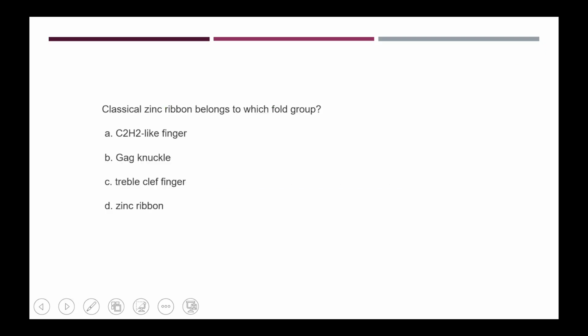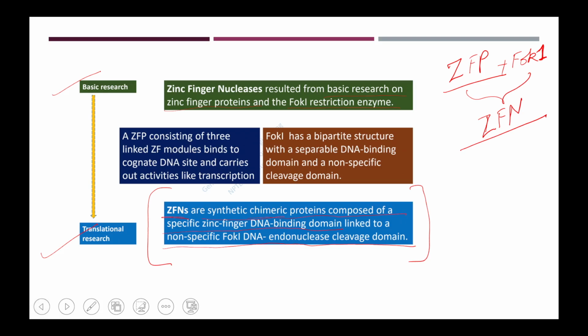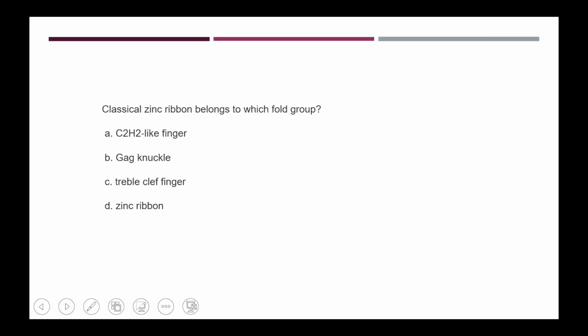Okay. So let's address the questions for today. Try to get involved and answer the questions. The classical zinc ribbon belongs to which fold group? In the beginning, I showed you the table where the classification was done. There was a classical zinc ribbon also. Yes. Option D, right? Zinc ribbon. Yeah, the classical zinc ribbon belongs to the zinc ribbon group.